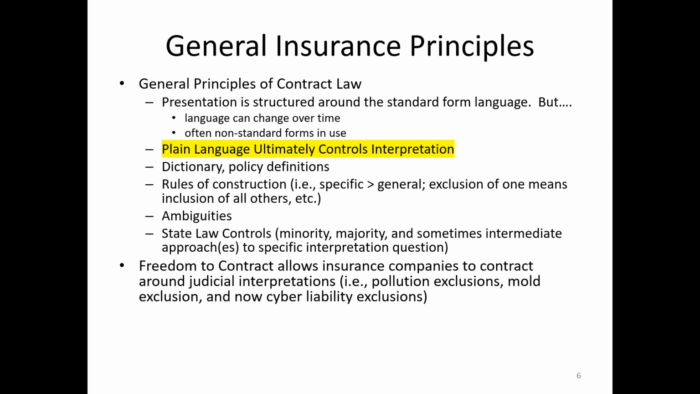Another general concept is that freedom of contract allows insurance companies to contract around judicial interpretations. What does that mean? Throughout history, there have been three different forms of pollution exclusions in use: the qualified, the absolute, and the total pollution exclusion. Each one of them derives from results that the insurance industry may not have liked in interpreting the last one. That's an example of where they drafted their way around bad decisions. The mold exclusion is another one. And now cyber liability exclusions may be a third one.